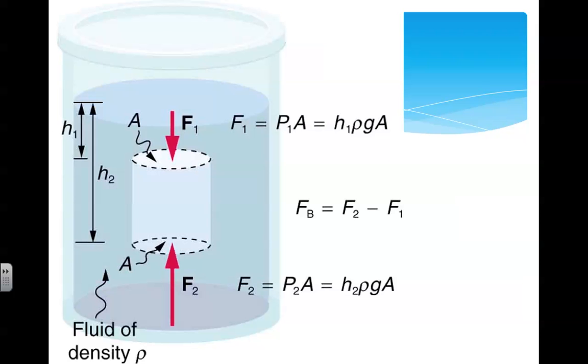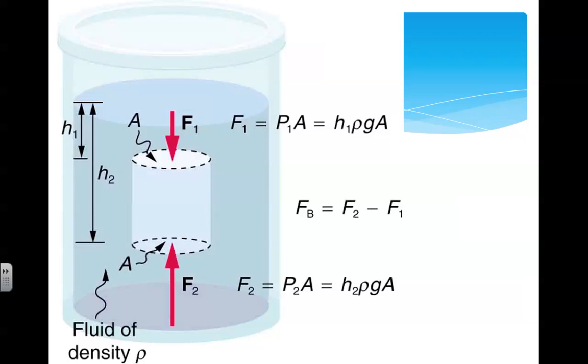F2 can be calculated using the formula P2 times A, because pressure equals force divided by area, or force equals pressure times area. But pressure at a depth is equal to rho g h, where h in this case is height h2 beneath the surface. So F2 is equal to h2 times rho g A.